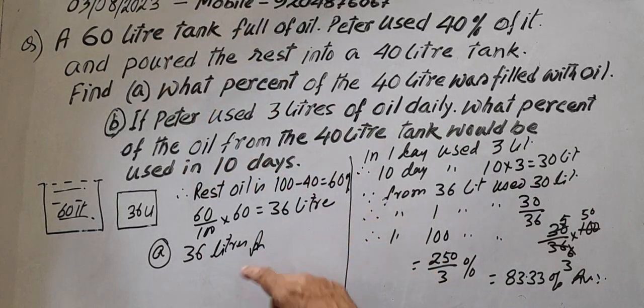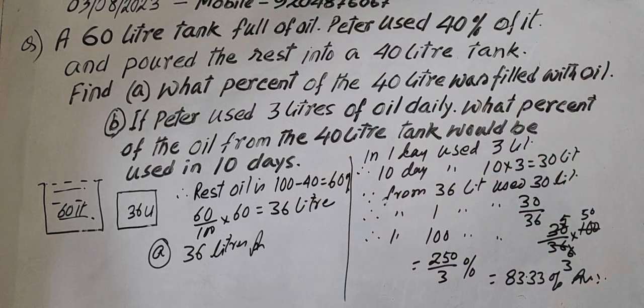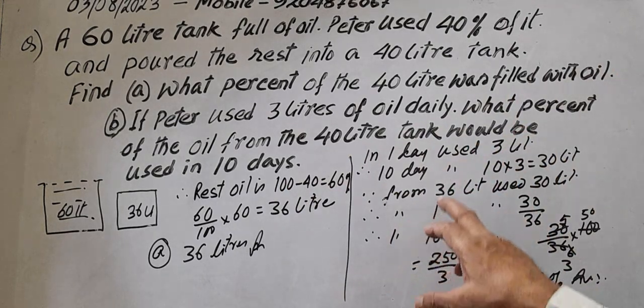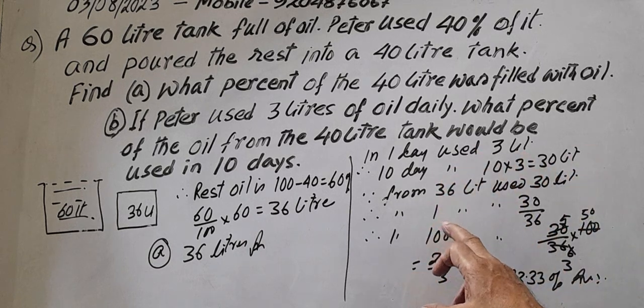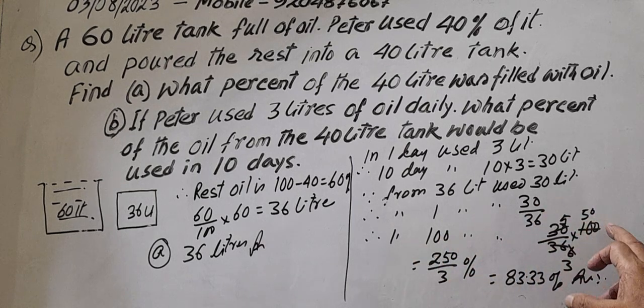So the first answer is over. Second में क्या है? वो daily 3 liter का ले रहा. कितना दिन का ले रहा? 10 दिन का. तो 30 liter लिया हुआ है. So now from 36 liters, used 30 liters, from 1 liter, 30 by 36, from 100 liters, 30 by 36 into 100, that means 83.33%.